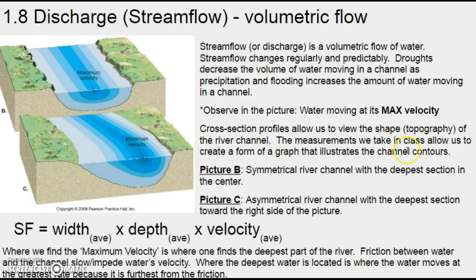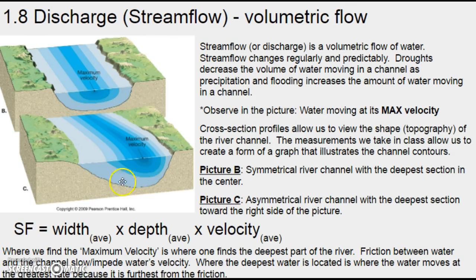The measurements that we take in class allow us to create and form a graph that illustrates the channel contour. So we're able to do that. But if I look at a symmetrical river channel, you'll see that the maximum velocity is located at the deepest part of the water. The reason is because it's furthest from the frictional drag with the bottom of the body of water itself, or the surrounding land itself. As water comes into contact with the riverbed, it's going to slow down, frictional drag.